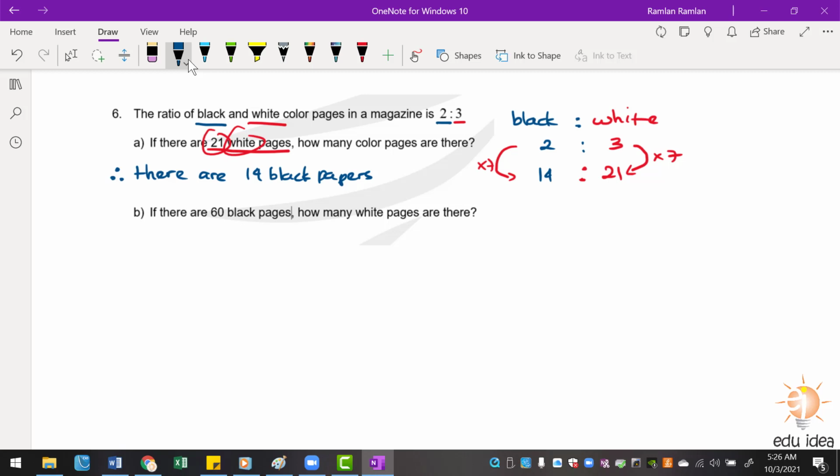Okay, the same thing with question B. If there are 60 black pages in here, how many white pages are there? So again, we can write it down like this, guys. So black to white. And then we know that the 60 is represented as the black pages. So I'll write 60 below the black one, which is this one. And then we know that we multiply 2 by 30, right, to get to 60.